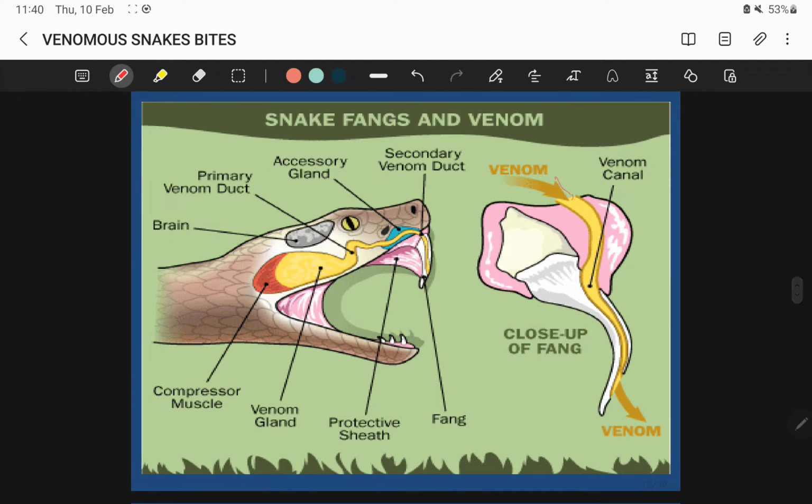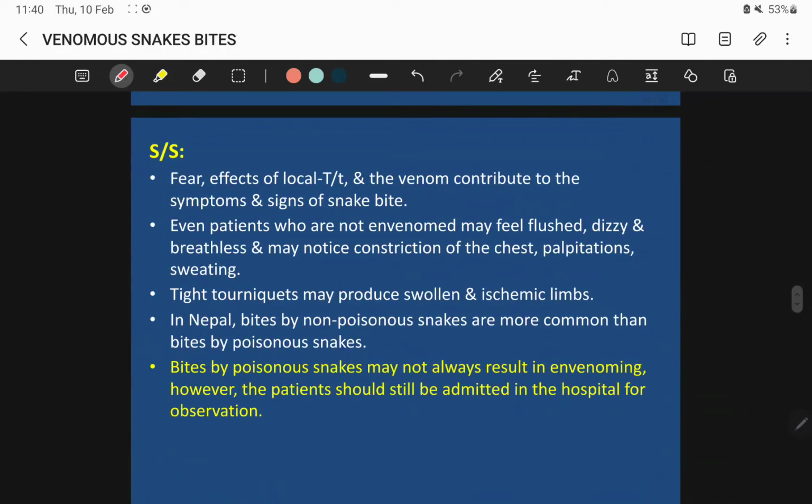So venom comes from the parotid gland and then goes into the hollow cavity of the fangs, and it will be injected just like an injection, right? So that's it. Now, signs and symptoms. First, fear. Whenever a snake bites you, what will you do? You will fear, right? So fear.